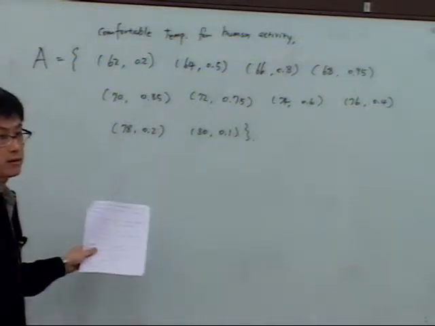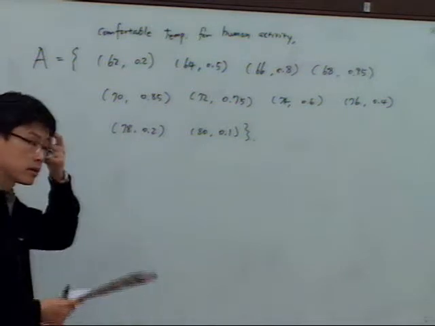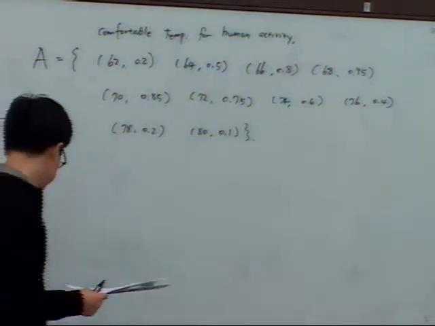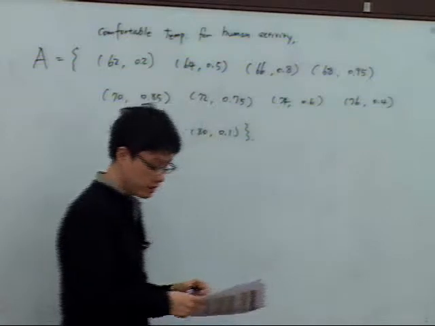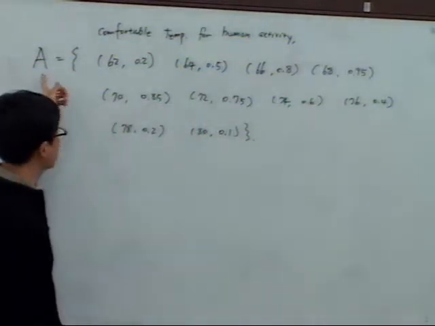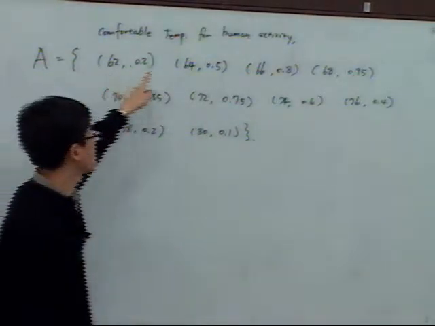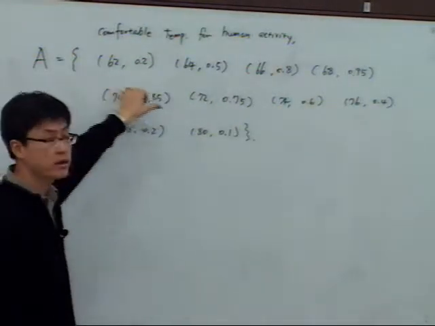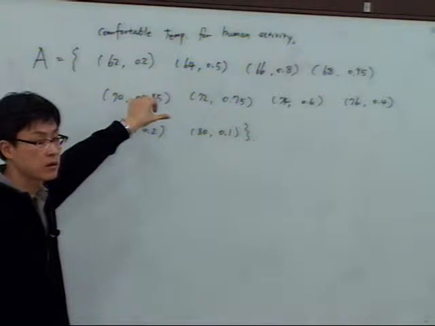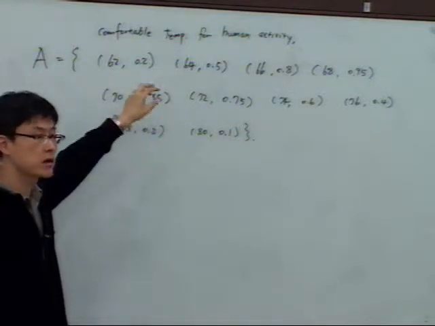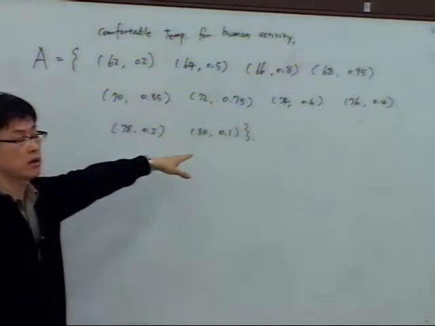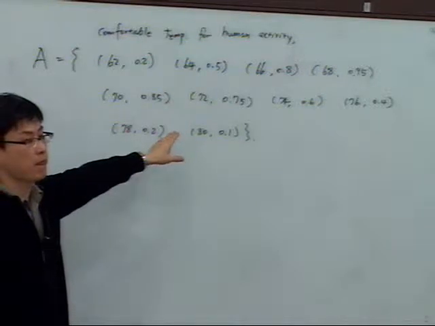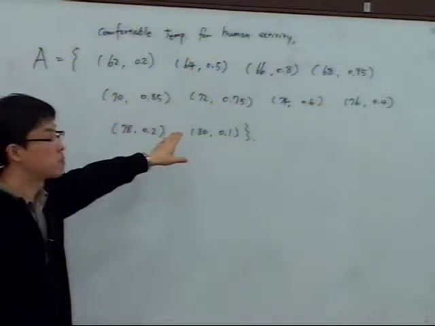This is one example of a fuzzy set. This is a set, okay? Compared to the classical set, the classical set only has the element. But in the fuzzy set, it has pairs, and inside of these pairs, you have the element and your membership function value.